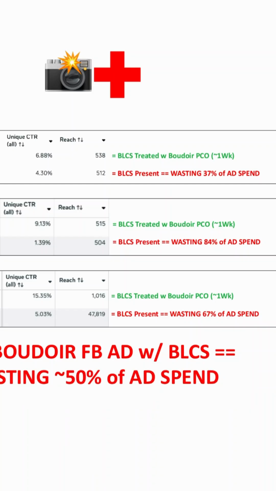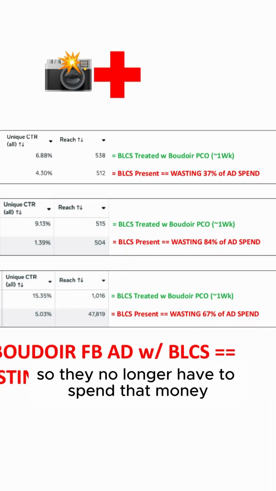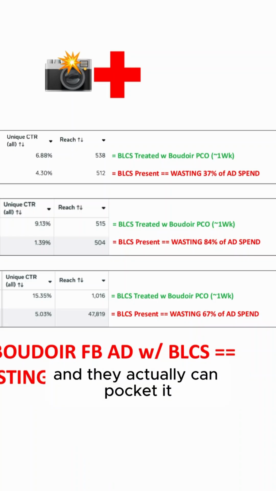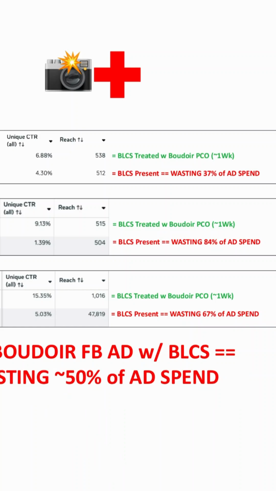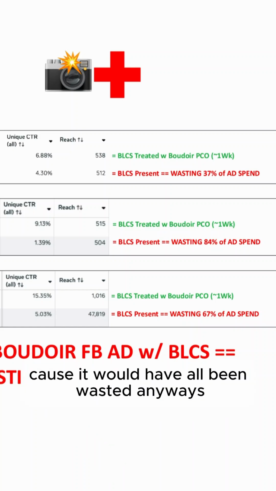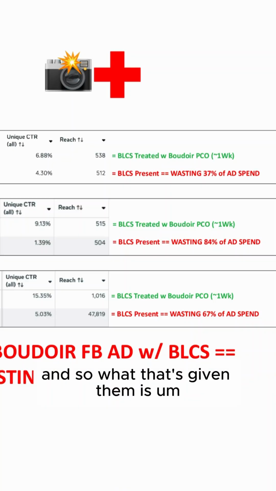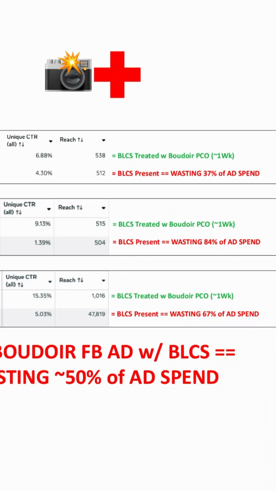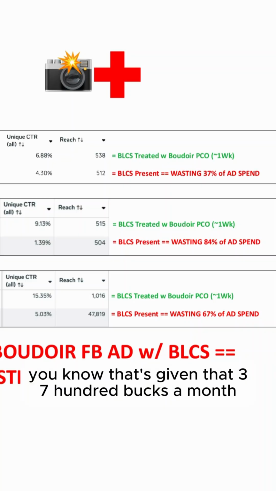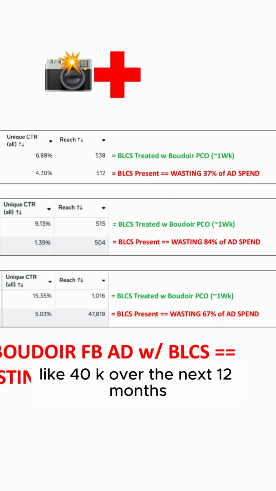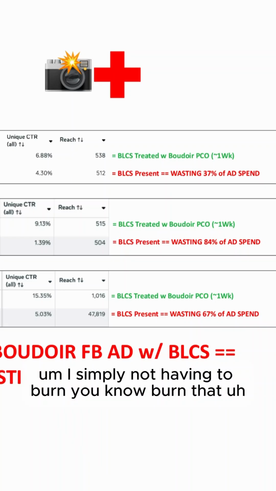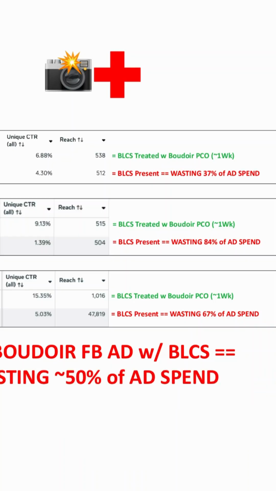And so they no longer have to spend that money, and they actually can pocket it kind of as like a bonus, Boudoir Pico bonus. They just don't spend it because it would have all been wasted anyways. And kind of a bonus, $3,700 a month bonus. And so what that's given them is 3,700 bucks a month, which is actually like 40K over the next 12 months. By simply not having to burn that cost.